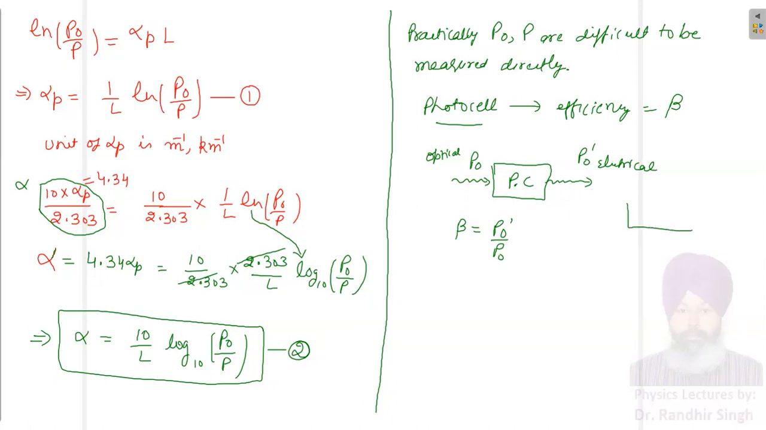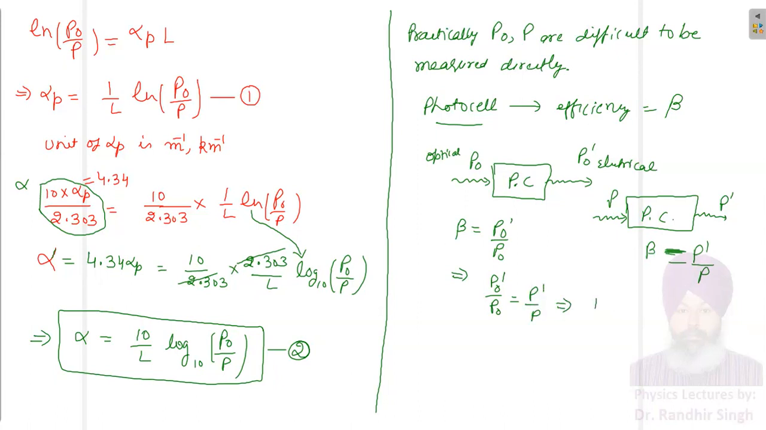And if I use the same photocell, let us say this photocell is PC, and I use the same photocell at the output. Since the output power is P, and after passing through the photocell, the corresponding electrical power generated is, let us say, P dash, then beta will be equal to P dash upon P. We can see that because the same photocell is used for both input and output, therefore P0 dash upon P0 is equal to P dash upon P.